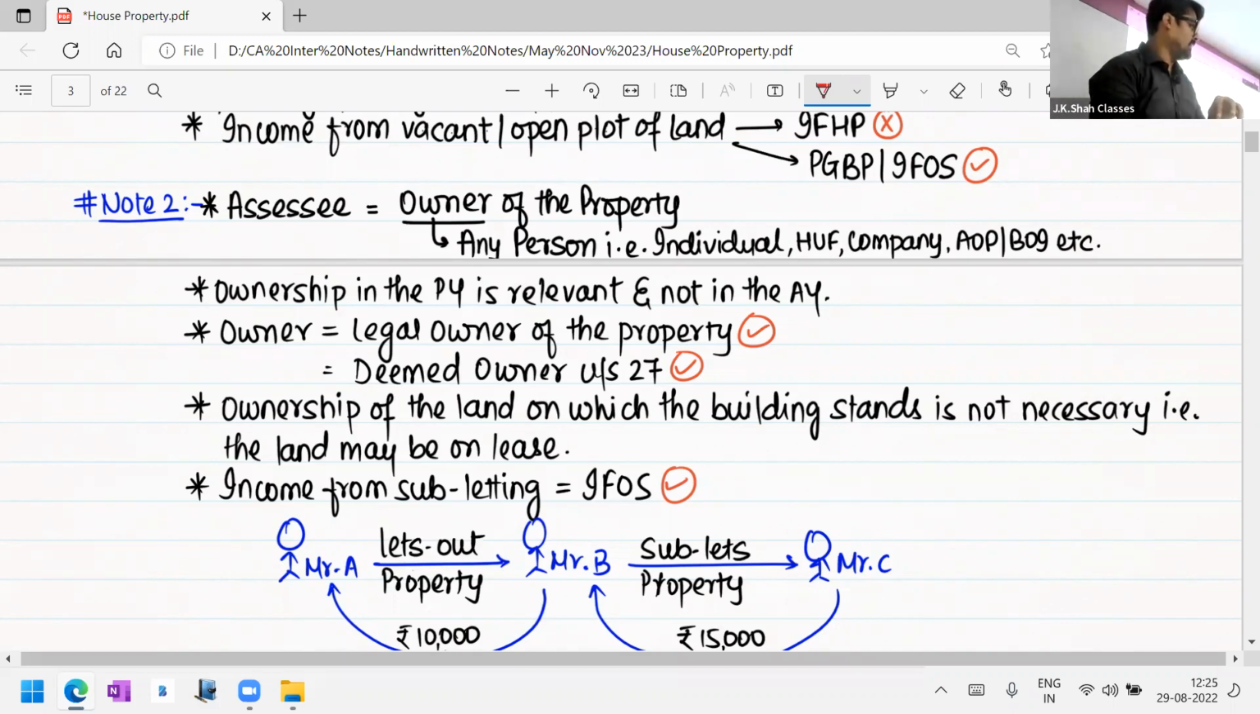There has to be a land, only then there will be a building. Without land, can the building stand? So there is a land, and on that land the building is standing. Are you the owner of this building? Yes, sir. Sufficient. You may or may not be the owner of the land on which the building is standing. Understood? Now, next one.